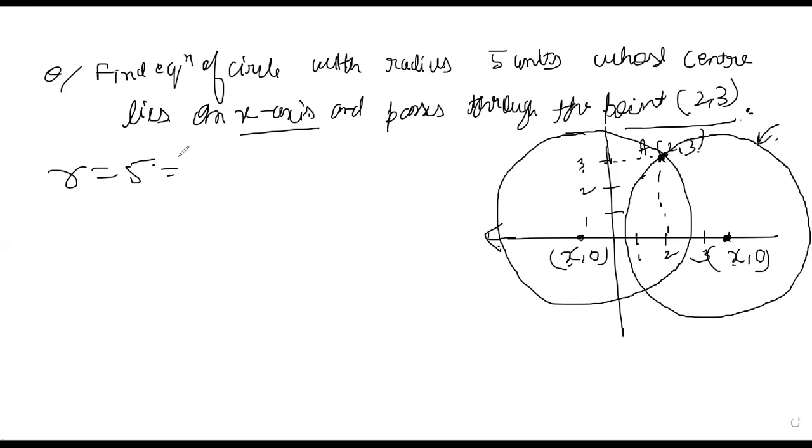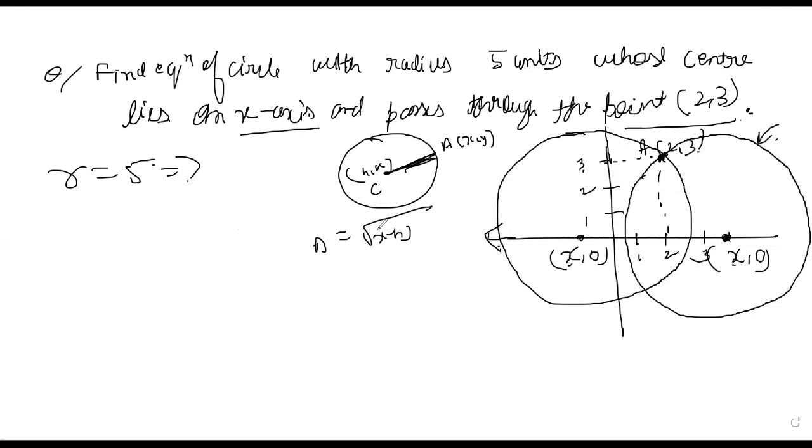The radius given is 5. Radius is nothing but the distance between a point on a circle and the center. We initially derived this: with center C at (h, k) and point (x, y), what we find is the distance, under root (x minus h) whole square plus (y minus k) whole square. Then we get the radius. Yes, this is the distance formula. Now we will apply the same here.